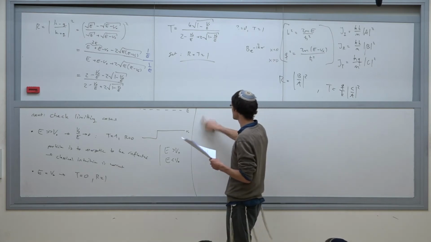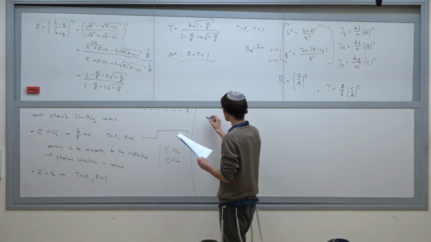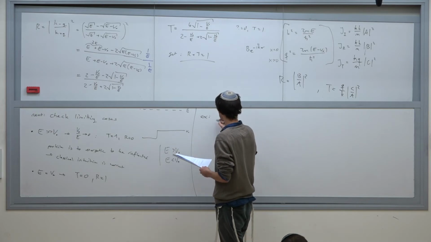Okay, so we have 20 more minutes, and we are going to study the last example, the second example. We're going to solve the delta barrier.